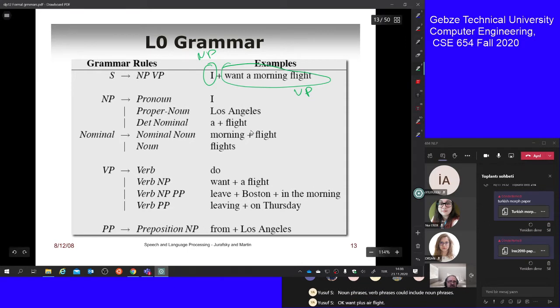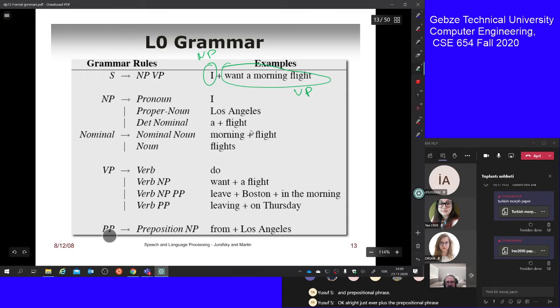There are these types of verbs, right? That take a noun phrase. Or there could be verbs that take a noun phrase and a prepositional phrase. Leave Boston: Boston is the noun phrase. Or just a verb plus a prepositional phrase.